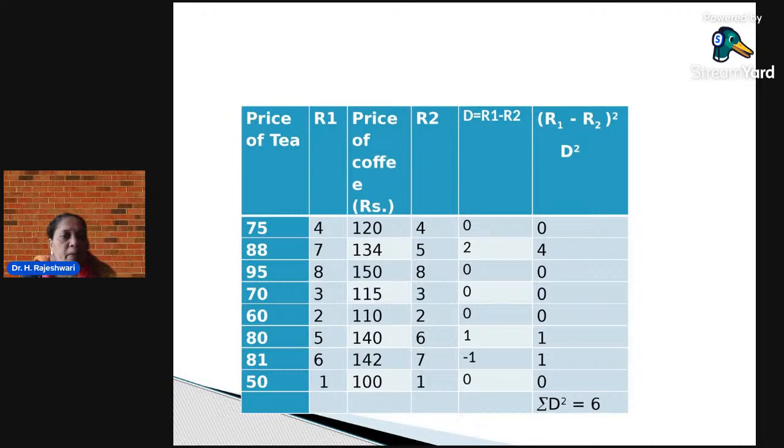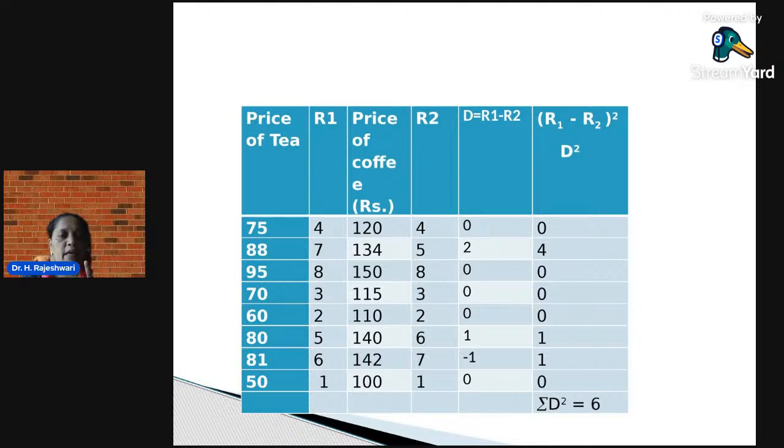We are writing the price of coffee, whatever the data given to us. Now, within the price of tea, you are supposed to give ranking from the lowest value to the highest value. Out of all these values, the lowest value is 50. So I am giving rank as 1.